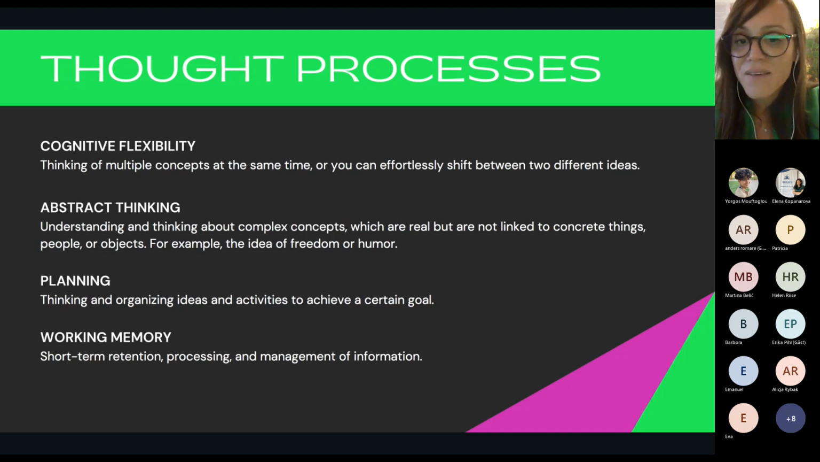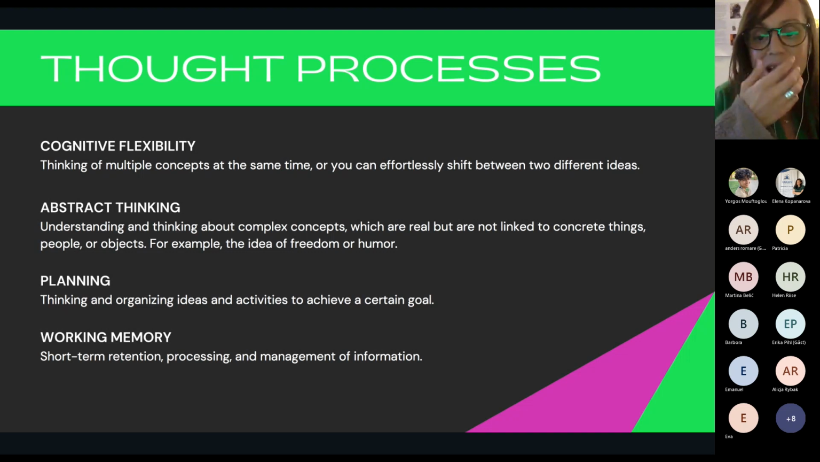For example, cognitive flexibility is a thought process that stimulates creativity, because it is thinking of multiple concepts at the same time, or effortlessly shifting between two different ideas. Then we have abstract thinking: understanding and thinking about complex concepts which are real but not linked to concrete things, people or objects. For example, the idea of freedom, or the idea of humor, is really abstract. Then we have the thought process of planning, thinking and organizing ideas and activities to achieve a certain type of goal. Then we have working memory, the short-term retention, processing and management of information.